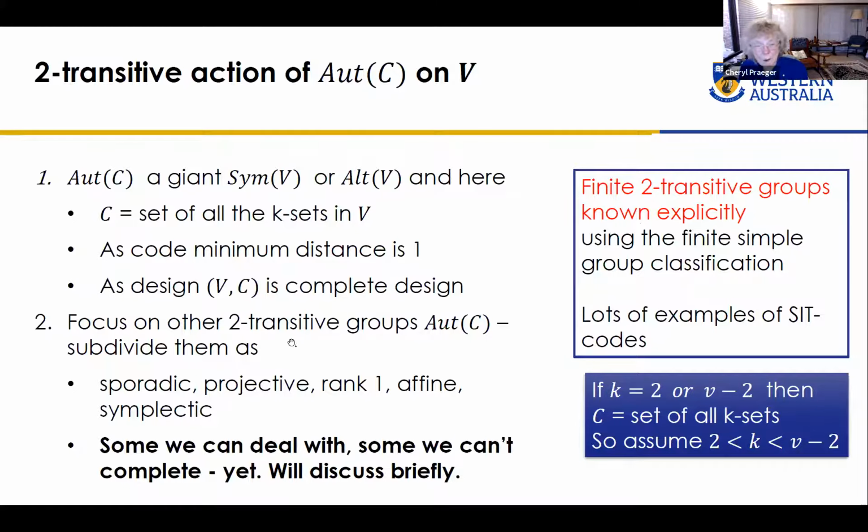So of course, we'll focus on the other two transitive groups. And we'll divide them up in a fairly rough division that I'm going to call sporadic, projective or rank 1, affine, or symplectic. Now, some of these we can deal with completely and get fabulous examples. Some we can't even complete. So I'm going to discuss these cases briefly, I hope, and fit it all in. So let's go.